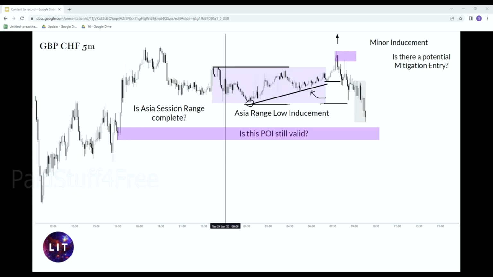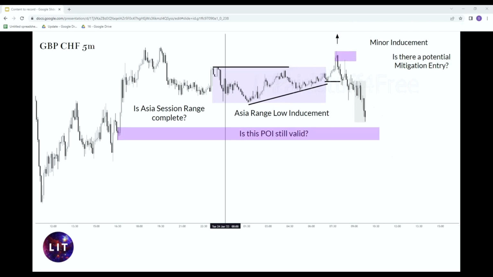So we have our Asia range low inducement. London Open, of course, does what? It forms the continuation, as we mentioned. If Frankfurt, let's draw Frankfurt Open, induces high, the chances are London may now form continuation. So it's key to keep that one in mind.